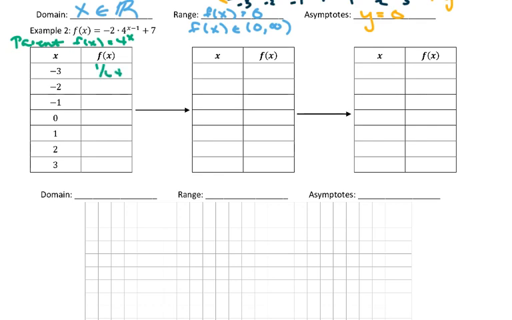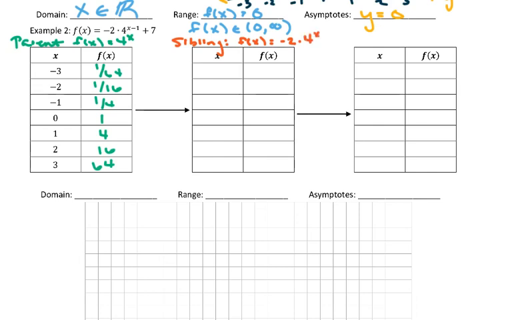Right? 4 squared is 16, so this is 1 over 16. 1/4, 1, 4, 16, and 64. All right, so then when you go to the sibling function, the sibling function is next. The sibling function is when you consider the a value. So this one is f of x is equal to -2 times 4 to the power of x.